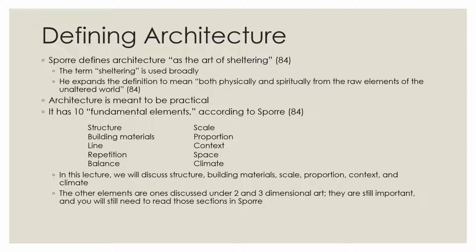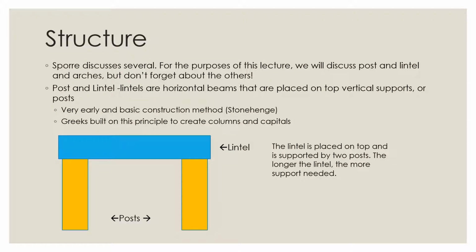In this lecture, we will discuss structure, building materials, scale, proportion, context, and climate. The other elements are ones discussed under 2- and 3-dimensional art. They're still important, and you still need to read those sections in Sporre. The first fundamental element we'll discuss is structure. Sporre discusses several types of structures. For the purposes of this lecture, we will discuss post and lintel and arches, but don't forget about the others.